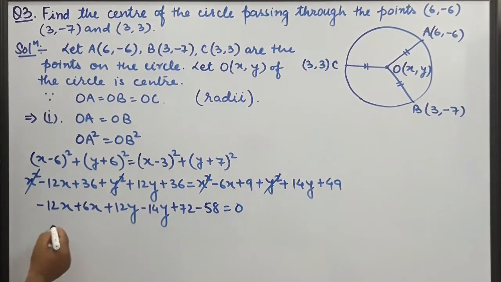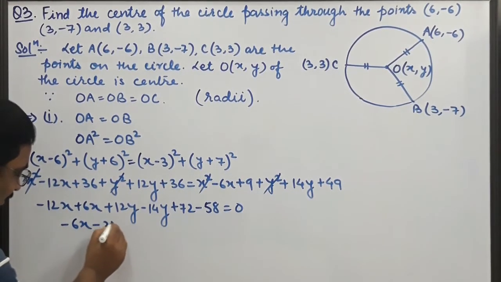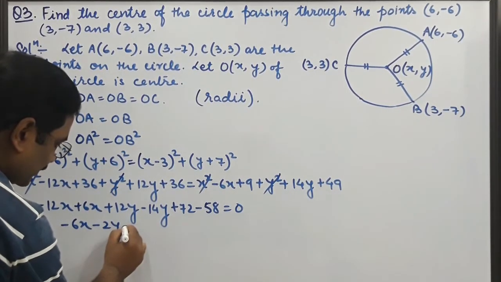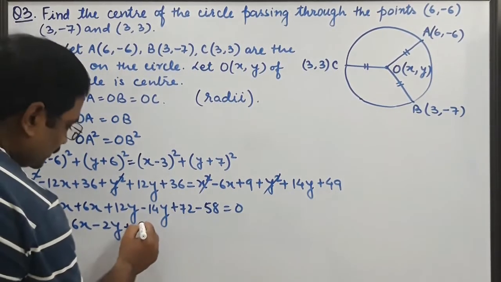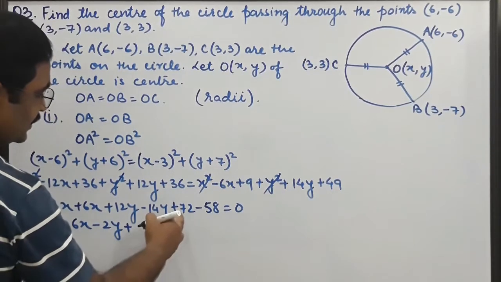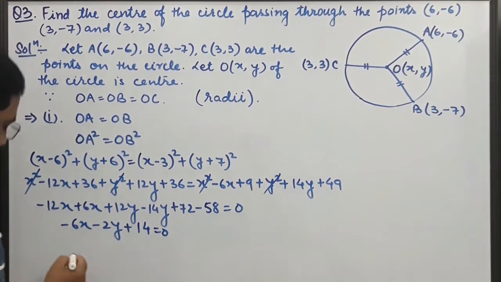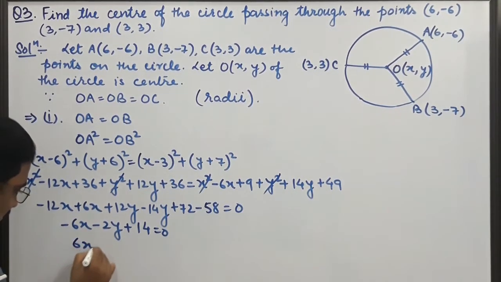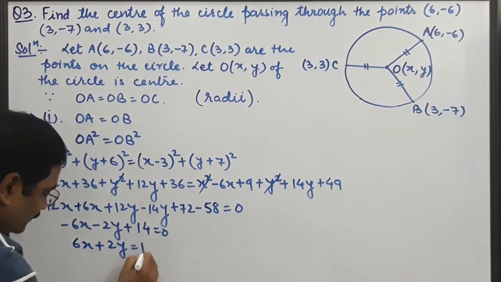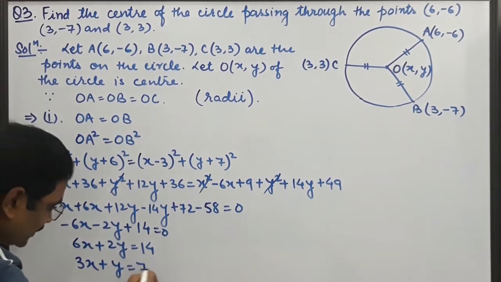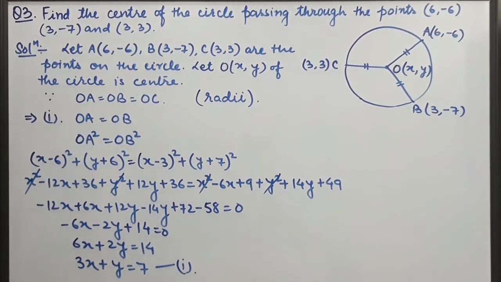So this gives you minus 6x minus 2y, and 72 minus 58 is 14, equals 0, or it can be written as 6x plus 2y equals 14, or 3x plus y equals 7. Say it is equation number 1.